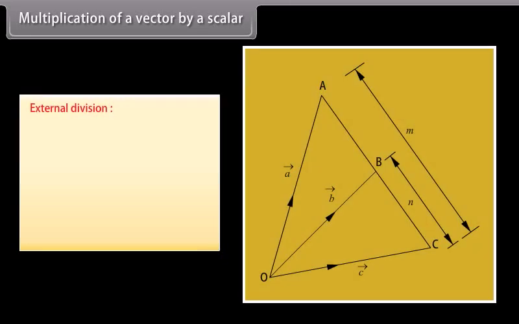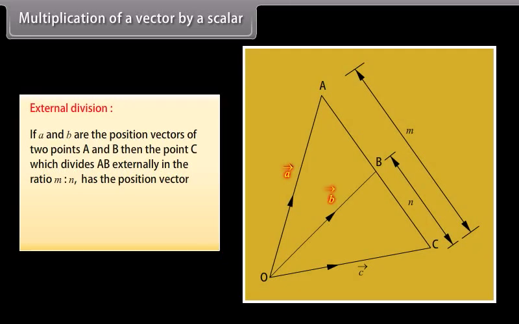External division. If A and B are the position vectors of 2 points A and B, then the point C, which divides AB externally in the ratio m:n, has the position vector C equals (m into vector B minus n into vector A) by (m minus n).